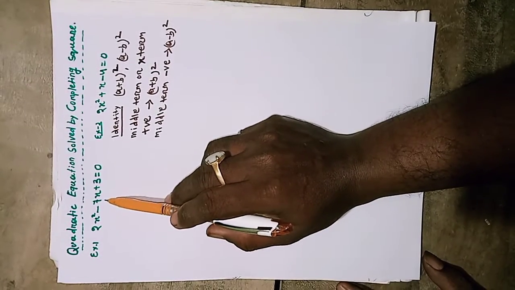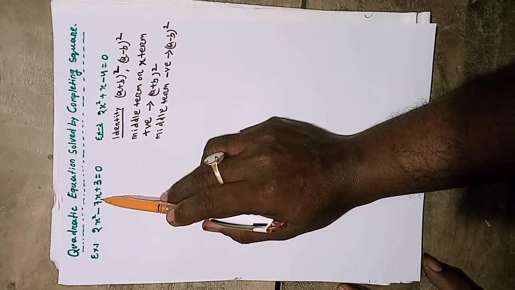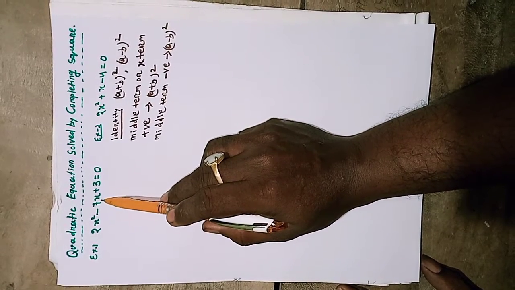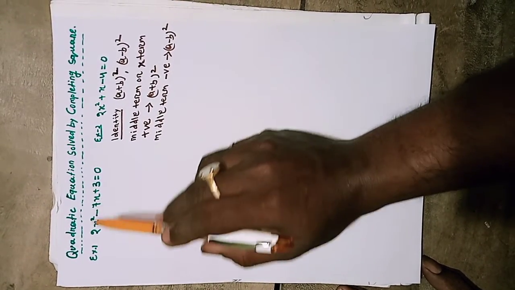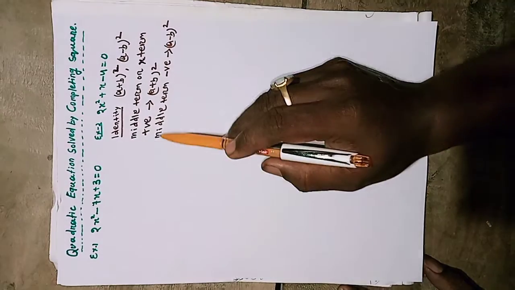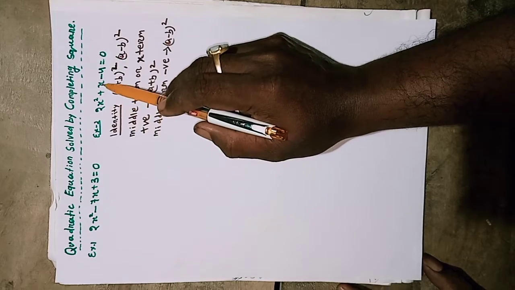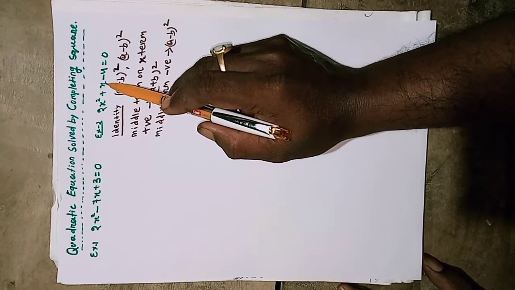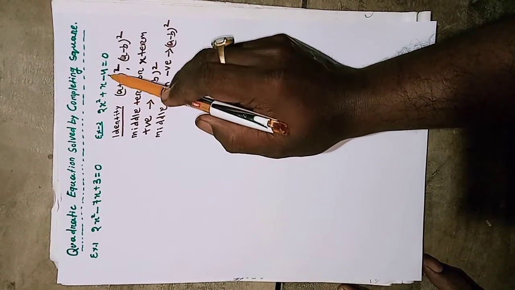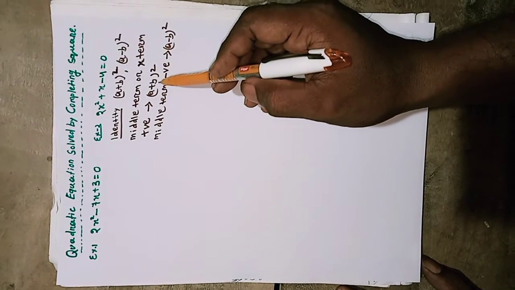In the first example, the middle term or the x term, which is minus 7x, is negative. So, express the given equation into a minus b whole square form. In the second example, the middle term x is positive. So, express it into the a plus b whole square form.